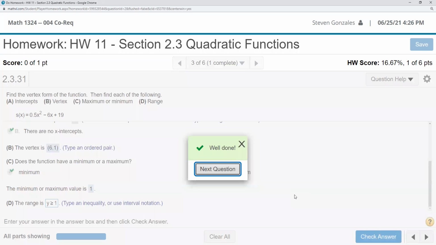Boy, there were a lot of words on that. So that's one example of what happened in homework 11. But the key thing you noticed here is how to do the vertex form.